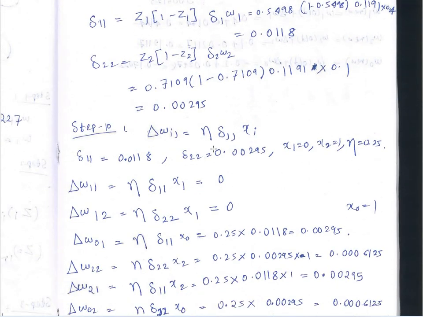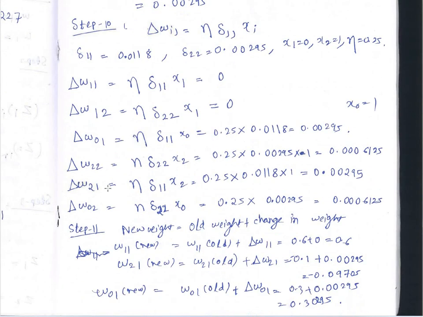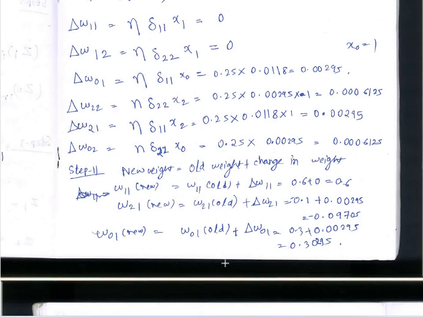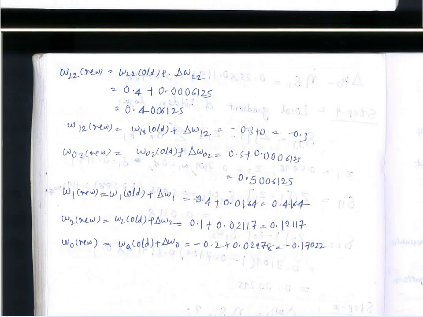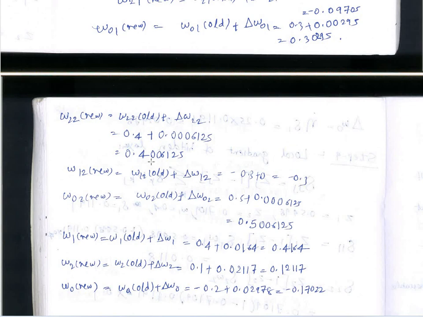Change in weights del wij is eta del jj xi. So we find all the change in weights, and new weight is old weight plus change in weight. So we find all the new weights. So this is about multi-layer perceptron. Thank you.